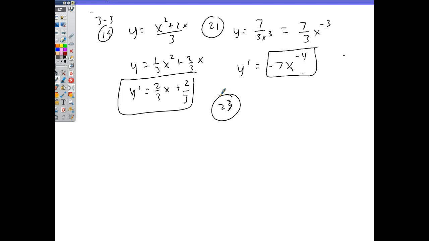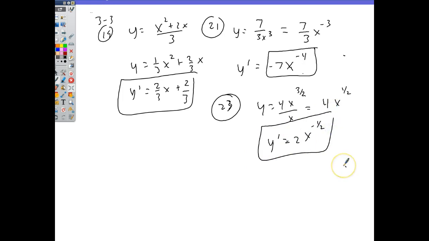All right, here we go. 23, I've got y equals 4x to the 3/2 over x. Can't have an x over an x, that's not going to work, but I just divide it out. X to the 1/2, because y prime equals 2x to the -1/2. Got it? All right, everybody try number 13.